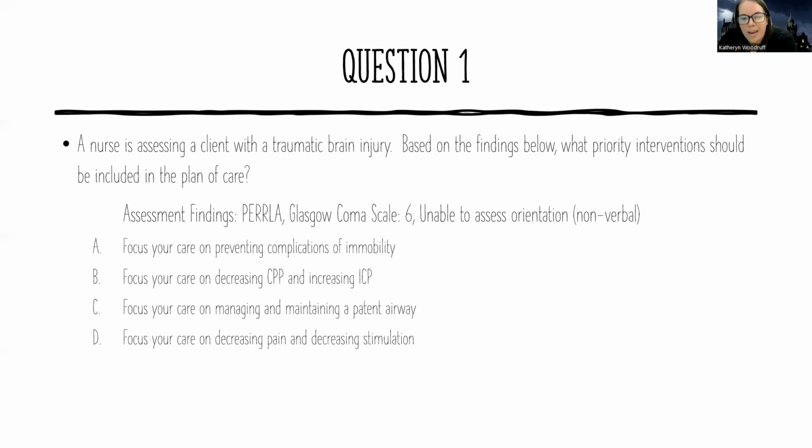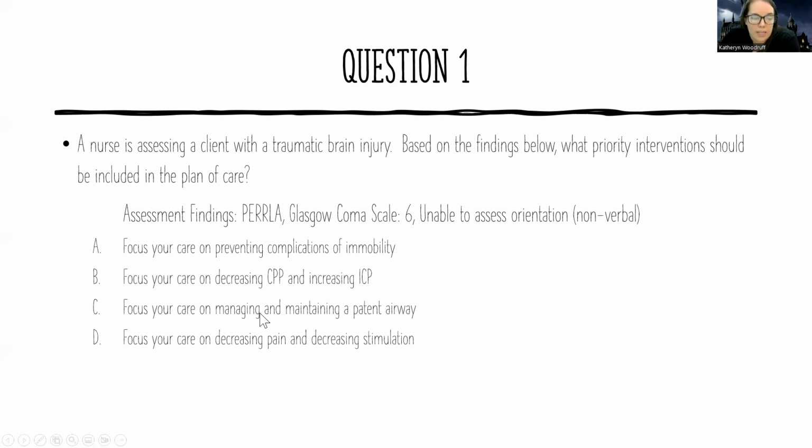But when I think about ABC priorities based on these assessment findings, because I can't just look at traumatic brain injury, what's my priority? I have to think of traumatic brain injury that has a low level of consciousness and they're nonverbal. And based on this information, I think the best answer here is focusing on a patent airway.